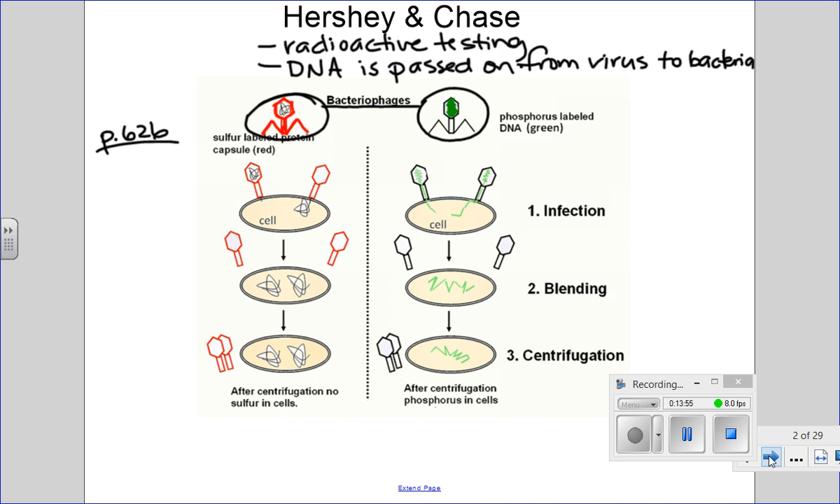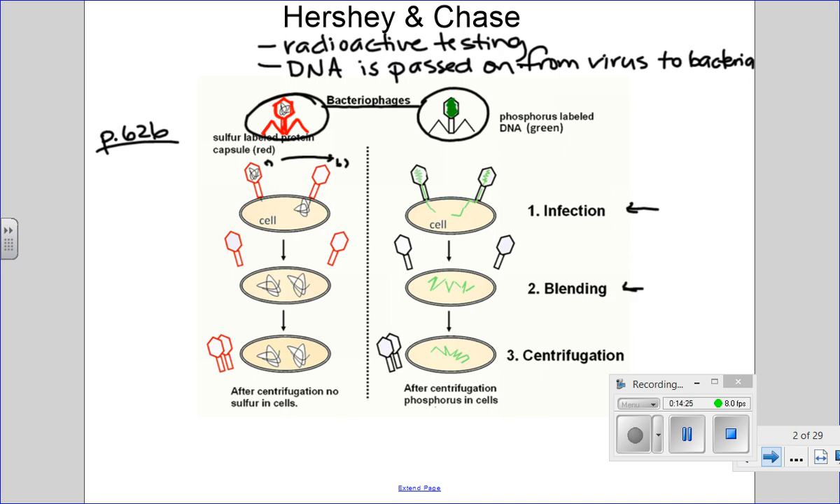Then they allowed the phages to infect bacterial cells. So when a phage affects a bacterial cell, basically it punctures a hole in the cell membrane that allows its DNA to be inserted into the cell. So you can see here, this would be like A and that would be B. First it attaches, then its DNA goes from the phage into the bacterial cell.